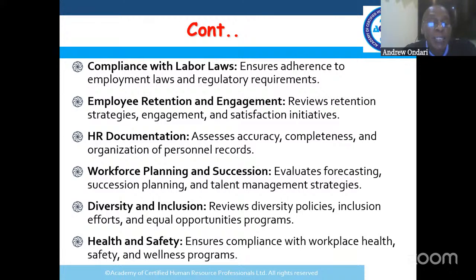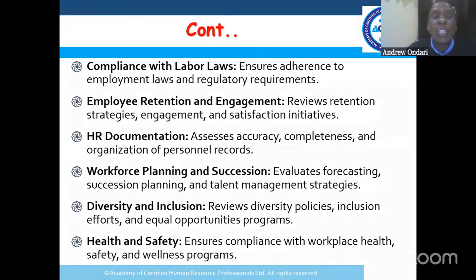So when you are auditing HR health and safety, you look at several factors. One, the health and safety policy. Two, health and safety committees. Three, health and safety inspections. And four, wellness programs. So all these are aspects of audit which HR managers could be looking at to ensure that they are all effective.